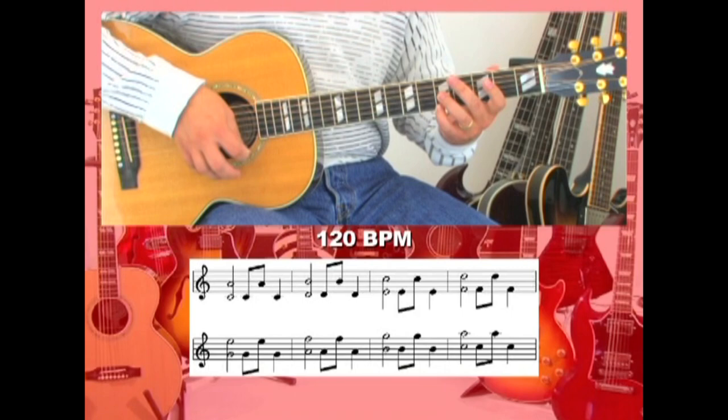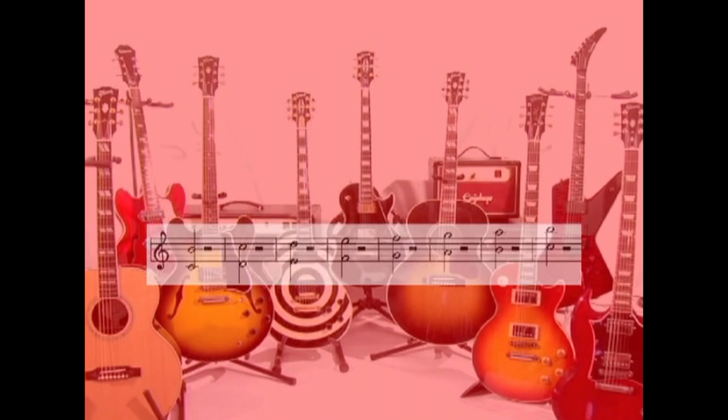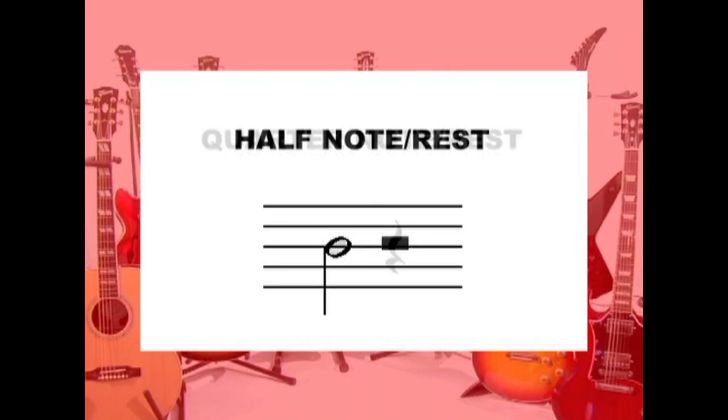Now we will apply seventh harmonies to our scale, but with an entirely new note value called a rest. A rest produces a duration of silence in music. For each note value, there is also a rest: the whole note and the whole rest, the half note and the half rest, the quarter note, quarter rest, eighth note, and eighth rest.